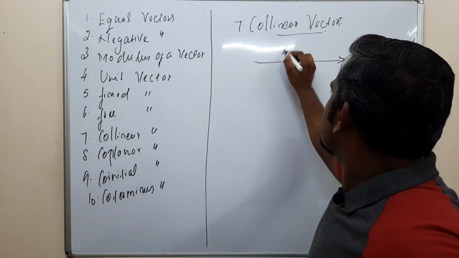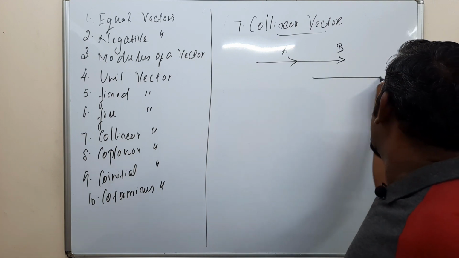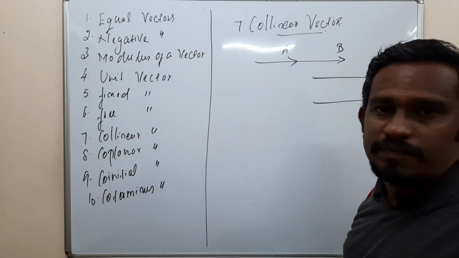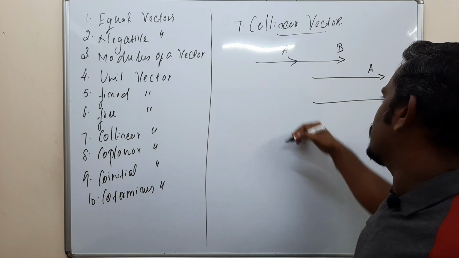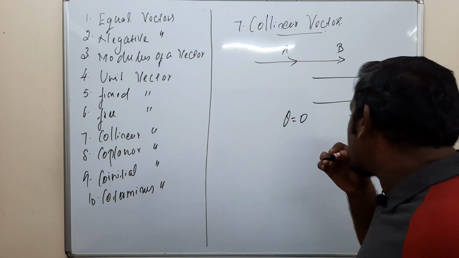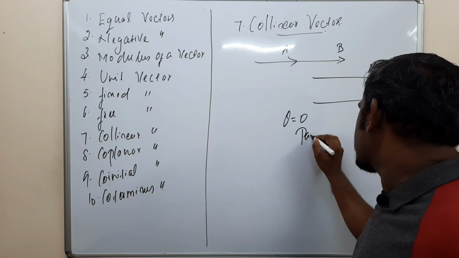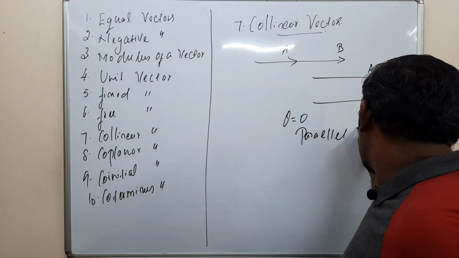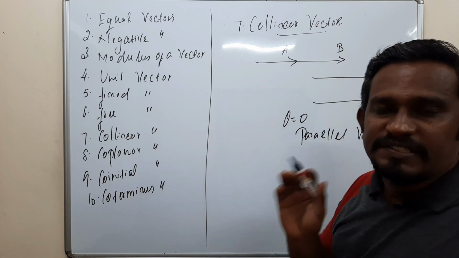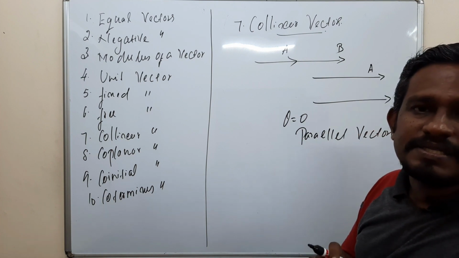So this is A and this is B. Or another example, they are acting parallel. This is A vector and this is B vector. So the angle between these two vectors, in both cases, theta is equal to 0. If the angle between two vectors is 0, they are called parallel vectors.